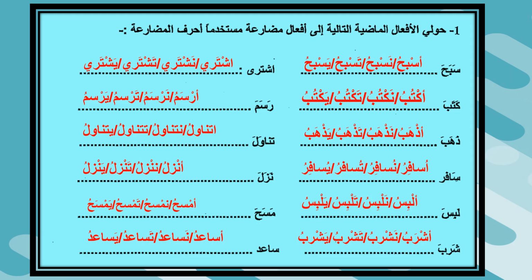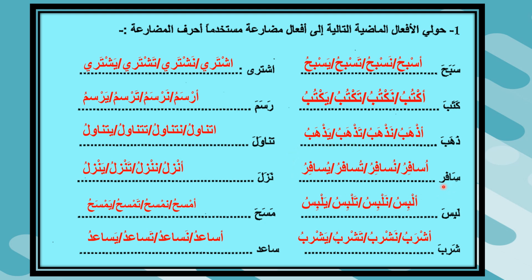Here are some examples you can see of past tense that has been made into present tense using the harf anaitu. So sabaha, asbahu, nasbahu and tasbahu, as you saw in the previous examples. Kataba, to write. Aktubu, I write. Naktubu, we write. Taktubu, you write. And yaktubu, he writes. So dhahaba, adhhabu, nadhhabu, tadhhabu and yadhhabu.